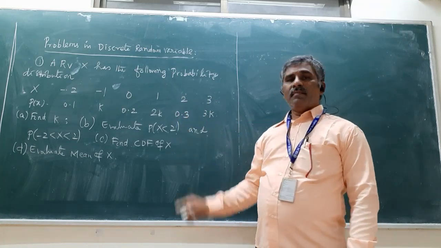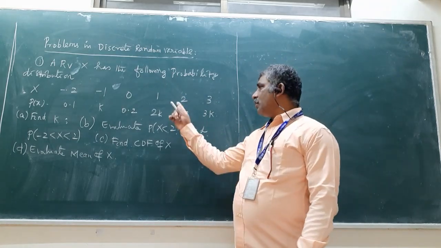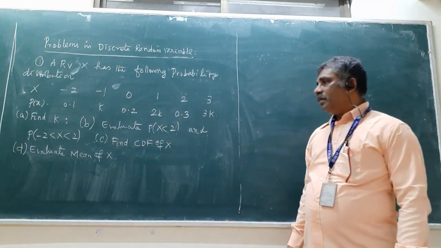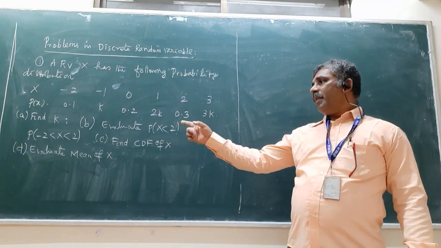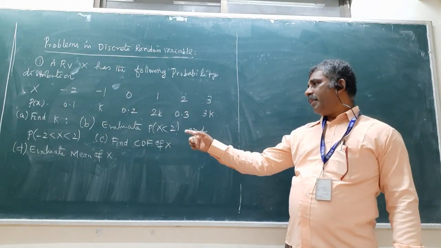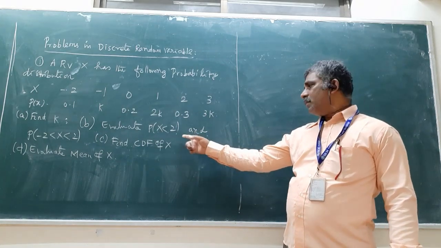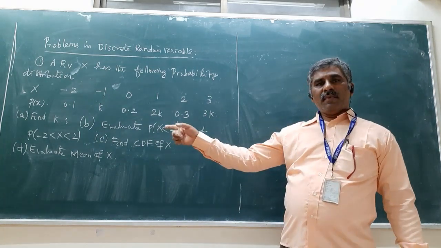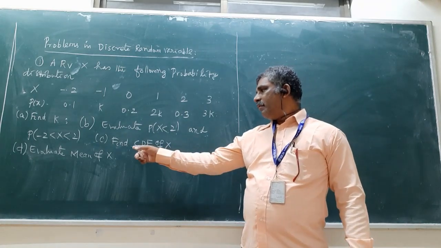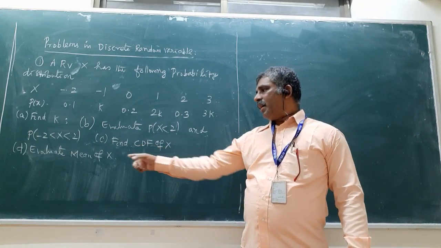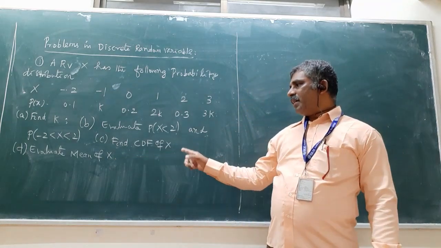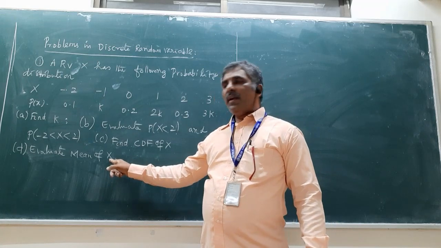What is x here? -2, -1, 0, 1, 2, 3, and then the respective probability of x values are given. We have to find the value of k. Second, evaluate p of x less than 2 and the probability of -2 less than x less than 2. Third, find the CDF of x. Last one is evaluate the mean of x. Everything is familiar except that last one.